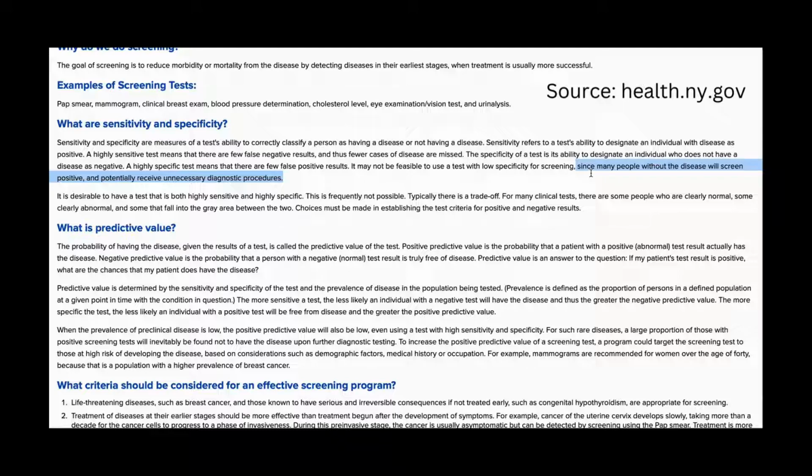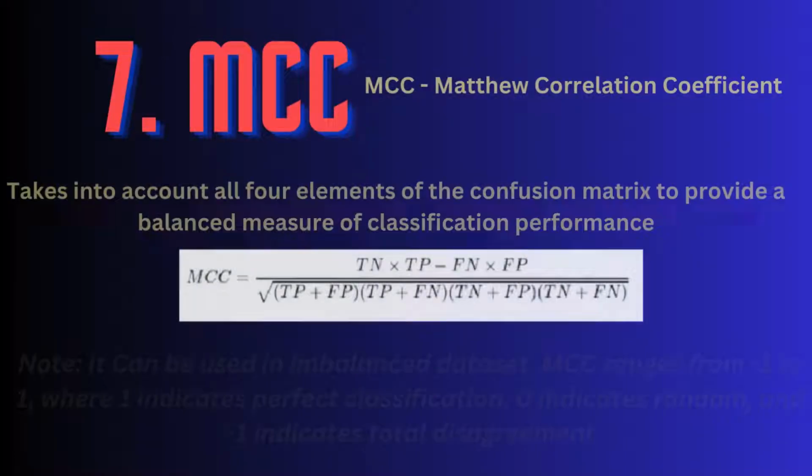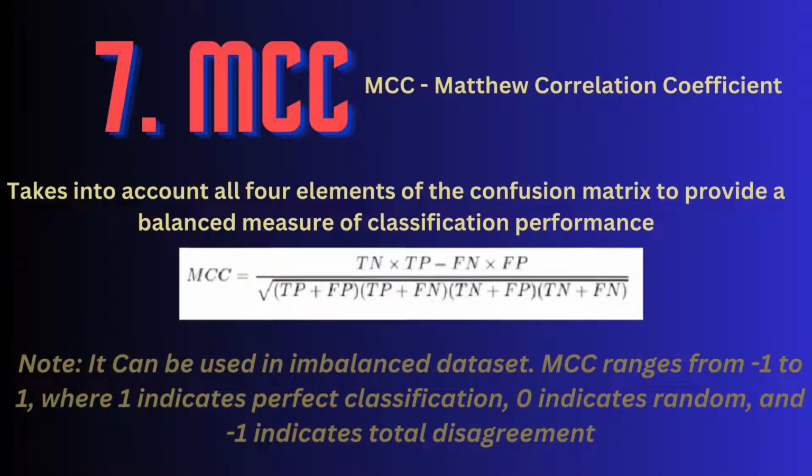So it's very, very important that we keep balance of the two, because first, we don't want to miss any cases where there was a disease and it was missed. And similarly, we don't want to unnecessarily provide a procedure to somebody who doesn't have a disease and classify them as having a disease. So the next one is Matthews correlation coefficient.